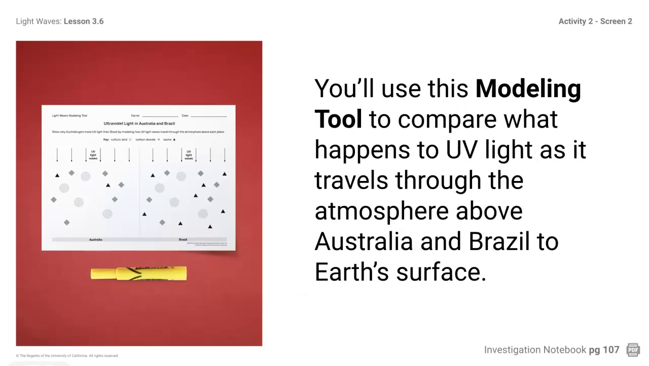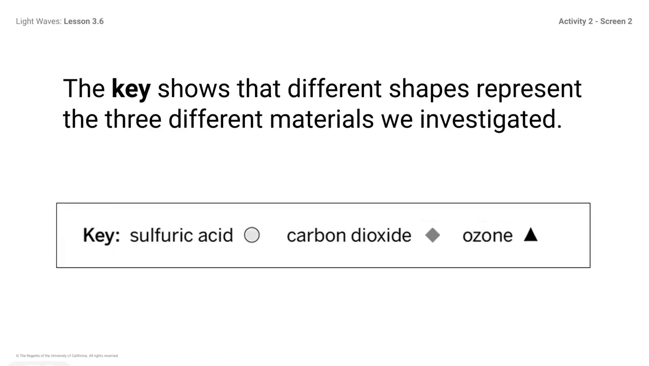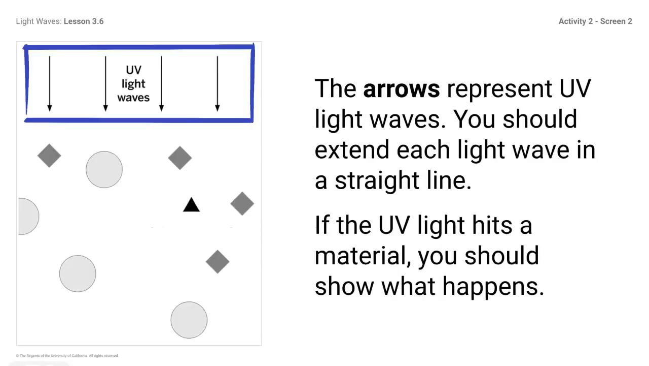So you'll use this modeling tool to compare what happens to UV light as it travels through the atmosphere above Australia and Brazil to the Earth's surface. And those of you that are in the digital version, you will have a copy of this given to you. So the key shows that different shapes represent the three different materials we investigated. So here's the key for sulfuric acid, carbon dioxide, and the ozone. Make sure you're looking at these and using these in your model. The arrows represent UV light waves. You should extend each light wave in a straight line.